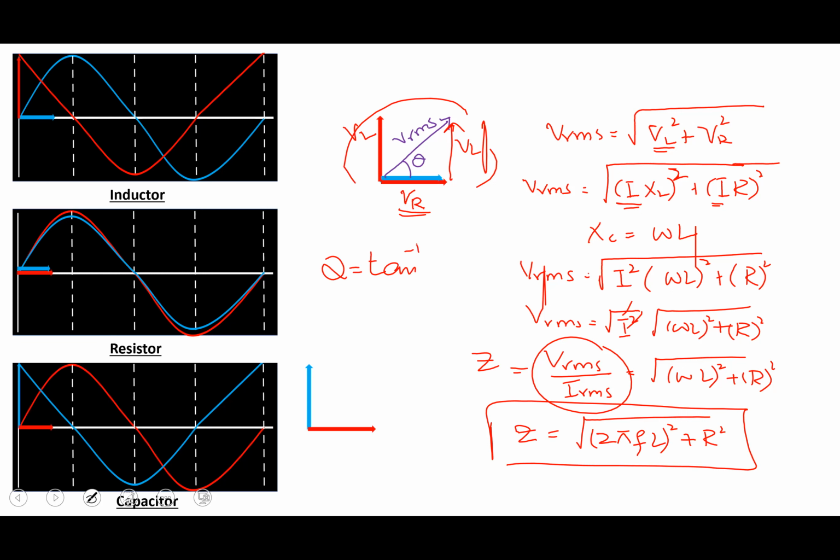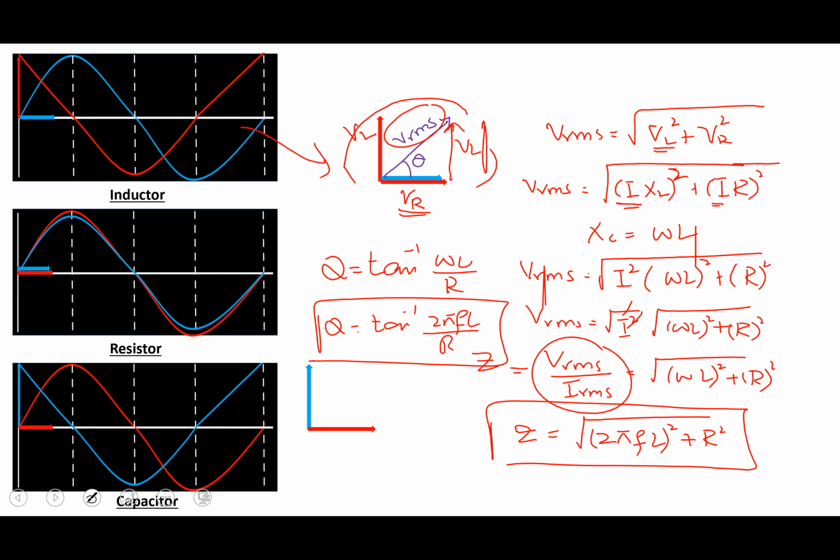What is the vertical component, which is omega L, and the horizontal component basically is R, or we can say theta is equal to 2 pi f L divided by R. So this is the formula for the direction of this vector, which is Vrms, by the combining of these two components in a series circuit.